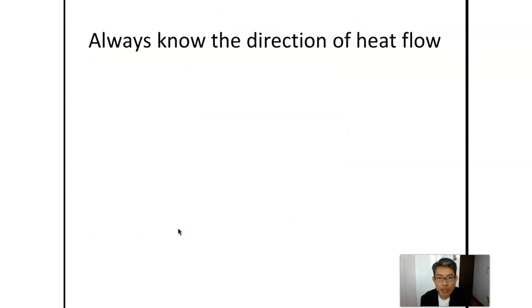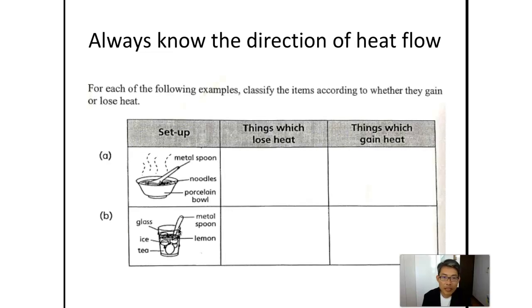Now, this next question is always know the direction of heat flow. Whenever you do a heat question, you must know this. Where is the heat source? Where is the cooler surroundings? So for example, in this question, you are given two scenarios and you're supposed to find out what are the items that are losing heat and what are the items that are gaining heat.